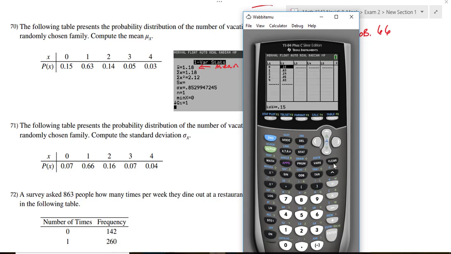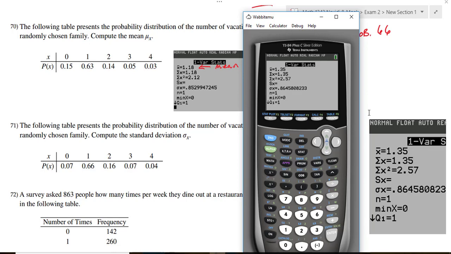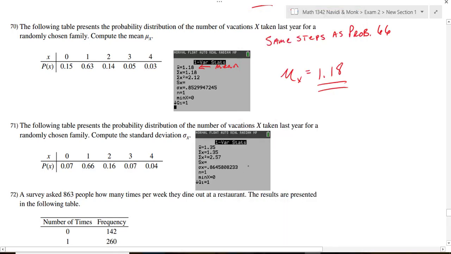So I'm just going to type over what I have and go back to the home screen, hit Stat, Calc, Enter, go down to Calculate because list 1 and list 2 are where they belong, and I get my answer. And now the standard deviation is this number right here. So my answer here would be 0.86.